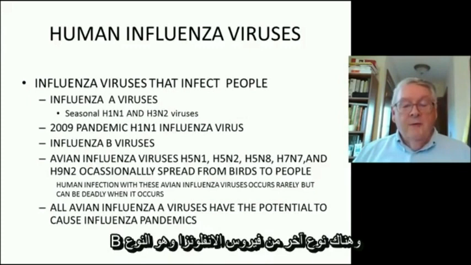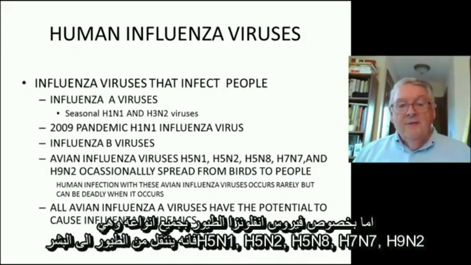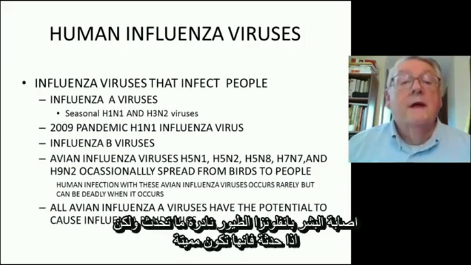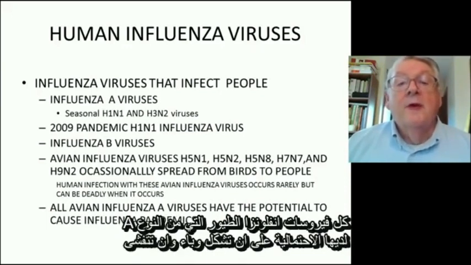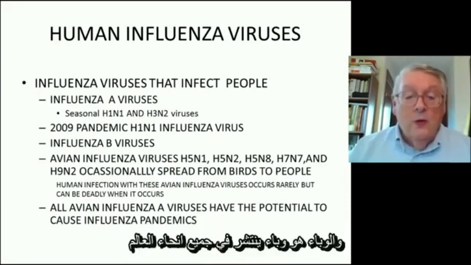There are also influenza B viruses. Those are the humans. Now the avian influenza viruses, H5N1, H5N2, H5N8, H7N7, and H9N2, occasionally spread from birds to people. Human infection with these avian influenza viruses occurs rarely, but can be deadly when it does occur. All avian influenza A viruses have the potential to cause influenza pandemics. Now, a pandemic is a worldwide epidemic.